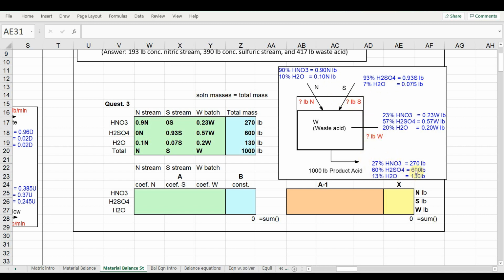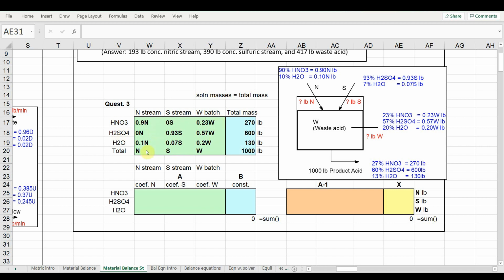So we can write mass balance equations. We have three variables, N, S, and W, so we need at least three independent linear equations. We should be able to write four, one for the total masses in the system and then one for each component. So I have a nitric acid stream, a sulfuric acid stream, and a water stream. Then I have the components of each stream.